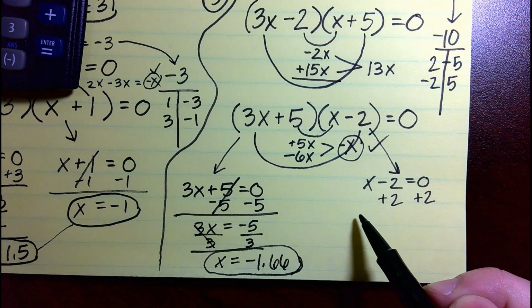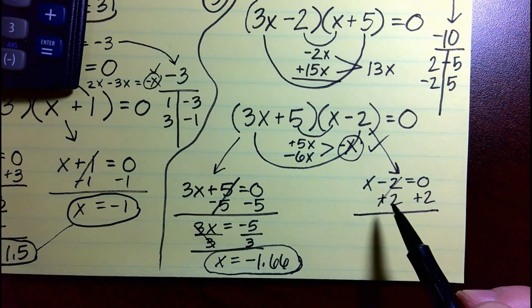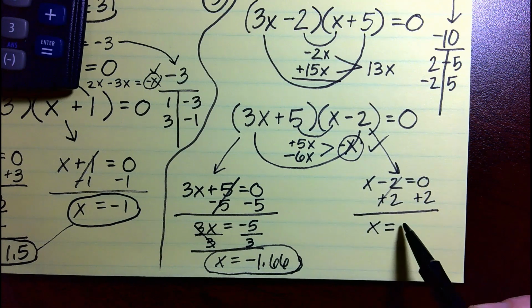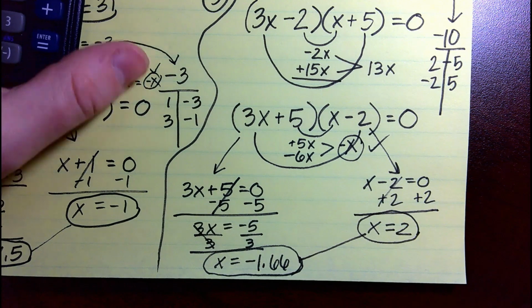Okay, I'm on to the next one. X minus 2 equals 0. We add 2 to both sides and we get x equals 2. And that's our answer.